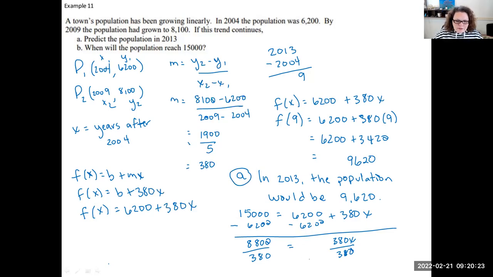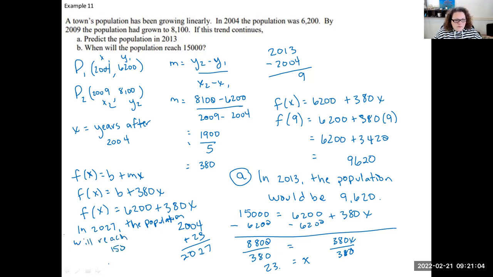So X is equal to 23 point something. Doesn't matter. What is X? It's the number of years after 2004. Well, it's 23 years. So I just have to take my 2004 and add 23. So in 2027, the population will reach 15,000. And that was our B.